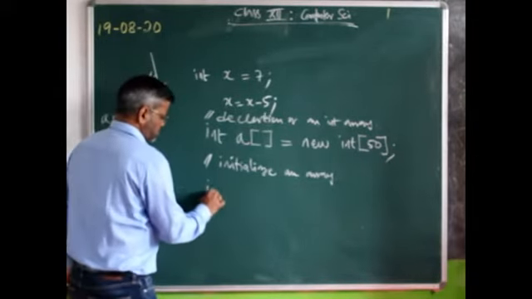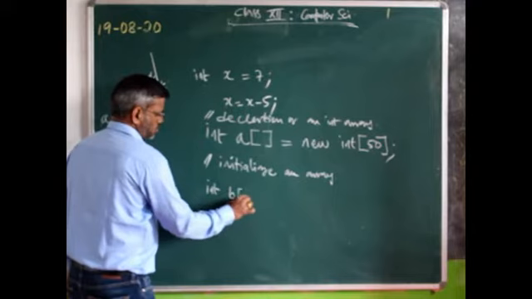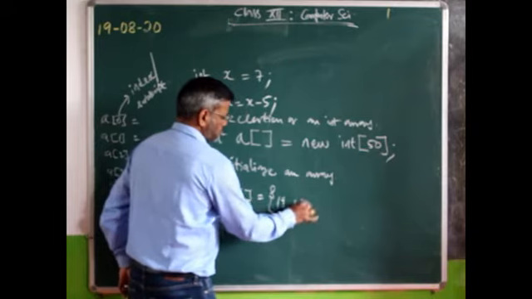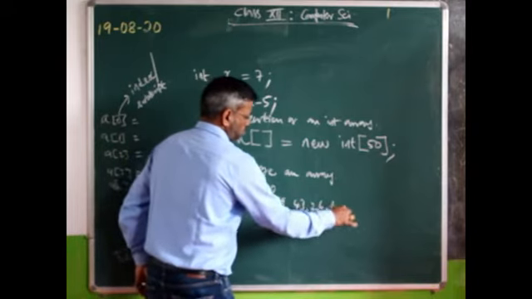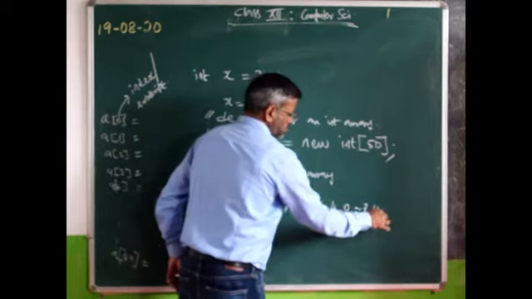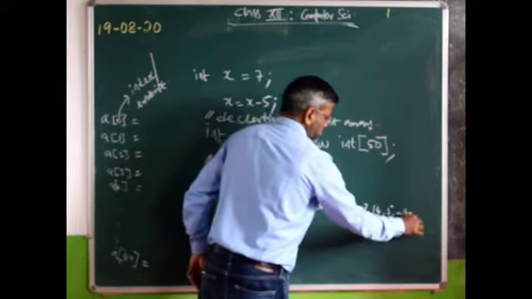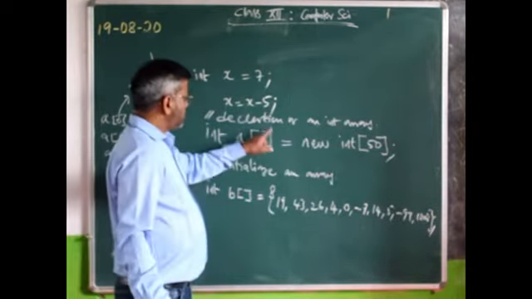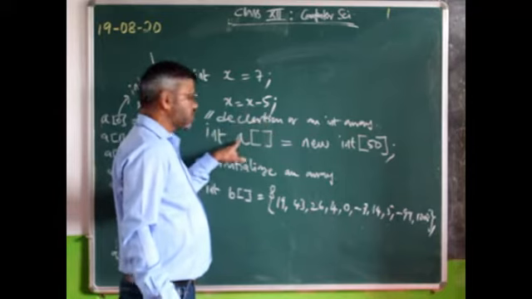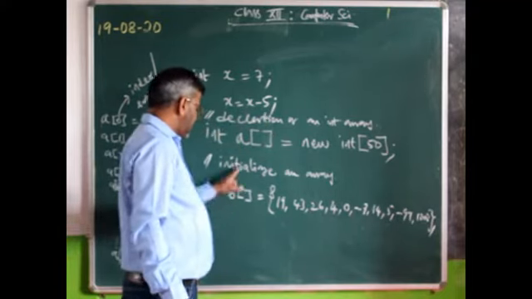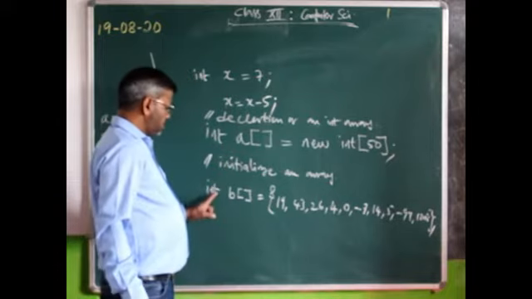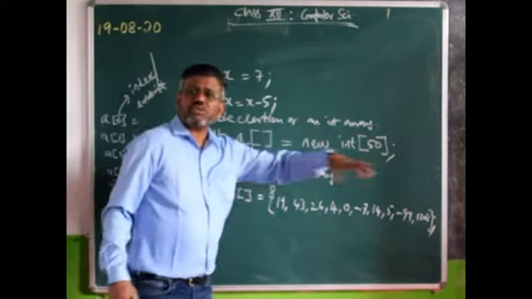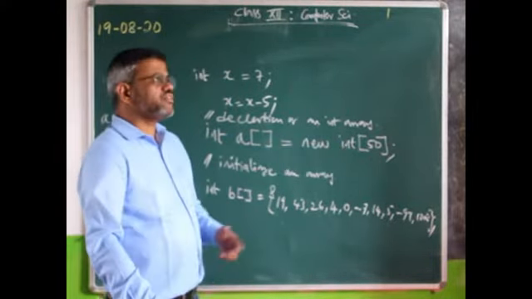Now please note. There is a difference between this and this. This is called declaring an array called A. I am initializing an array called B. Here also integer, here also integer. But I have not told the size of the array in this case, whereas here I told the size of the array is 50 elements.